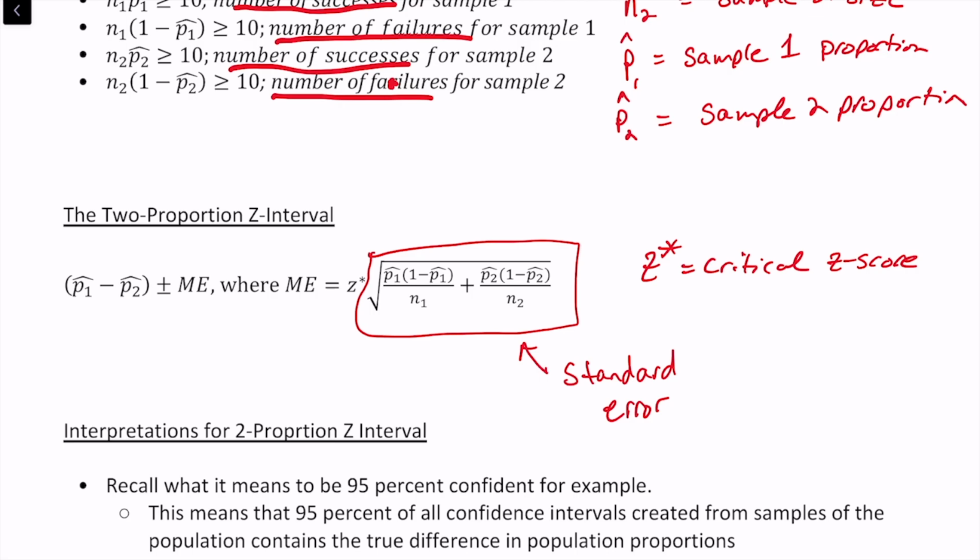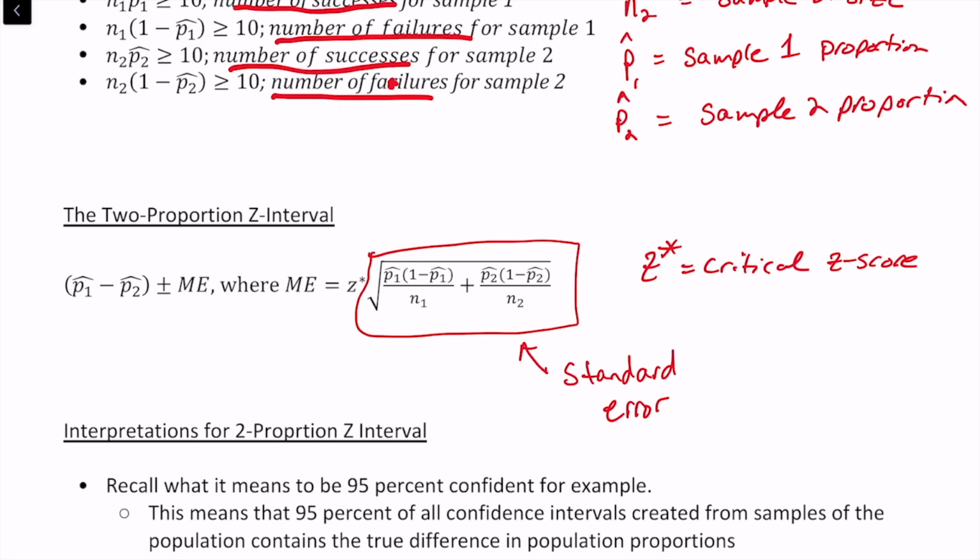You take the square root of your P1 hat times 1 minus P1 hat over N1 plus, and you do the same thing for P2. So, I mean, really, it's not that bad. We're doing really what we did with the one proportion Z interval. It's just that we're adding on that extra part for the second sample.